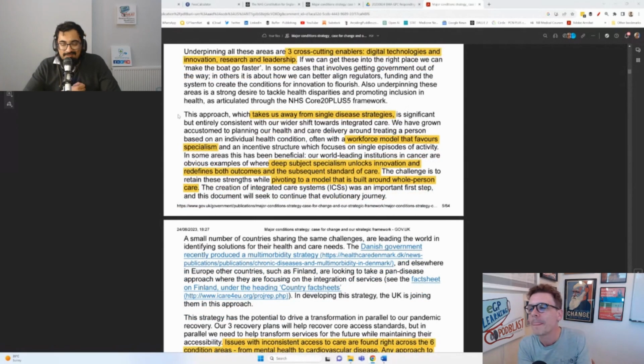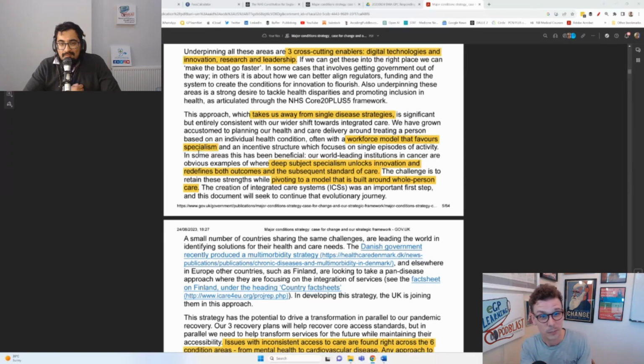So they talk about this approach will take us away from single disease strategies. But they are naming individual disease areas within it. I guess there's very much a focus on people, isn't there? People's lifestyles, how people recognize disease and how people cope with their health. So they're trying to move away from single disease strategies.